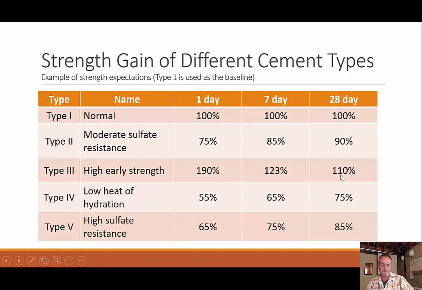If we were to look at some of these other ones, they generally are lower because they're not as concerned with strength, but with other properties like resisting the sulfate. You can see that the more you're trying to resist, the lower your strength is going to be overall. At the very end, you get kind of close to 85-90% of what you'd get if it weren't type 2 or 5. And then low heat of hydration, you can see really starts off with a low early percentage.